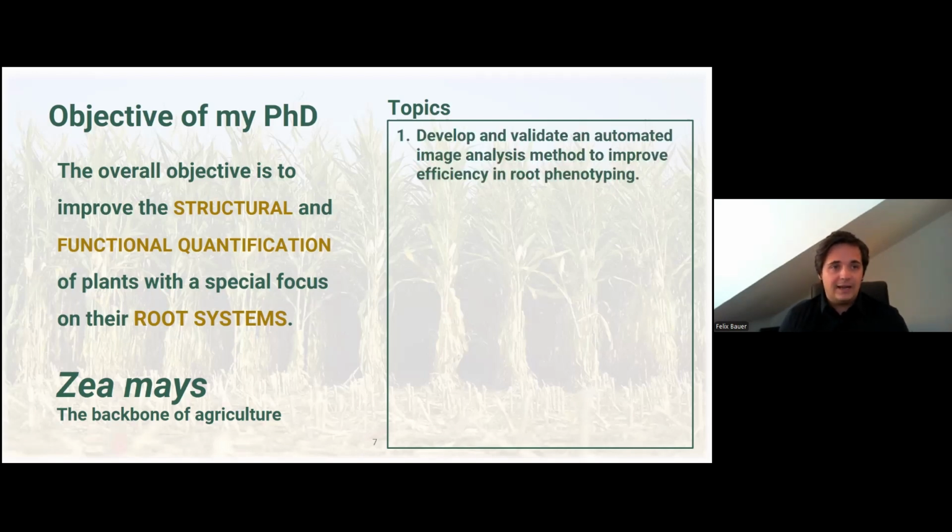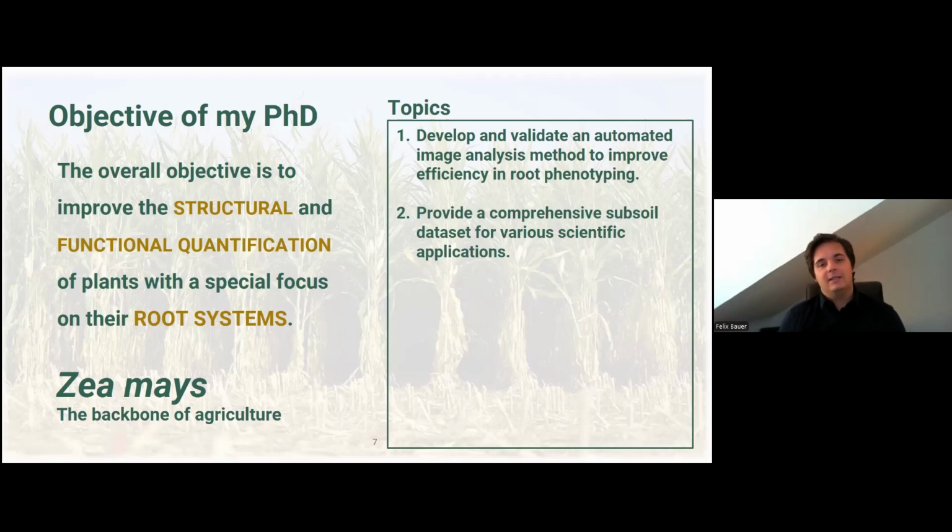So the first idea was to develop and validate an automated image analysis method, so a kind of non-invasive approach to improve the efficiency in root phenotyping itself, because, as I said, it's quite complicated to get non-invasive root data over time. Then the second thing was that I wanted to provide a comprehensive subsoil data set for various scientific applications. So basically, as I said, you need plant data and environmental data to understand how plants are responding to a changing environment, for example, climate change. And a comprehensive data set over time, observing the plant development under certain environmental conditions over maybe even a decade, is very important to understand the dynamics which drive these changes.